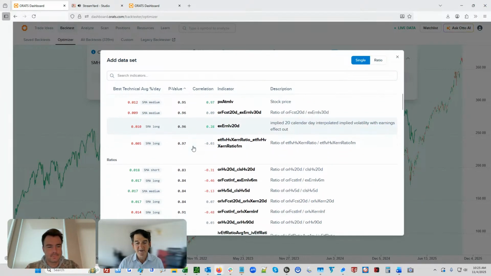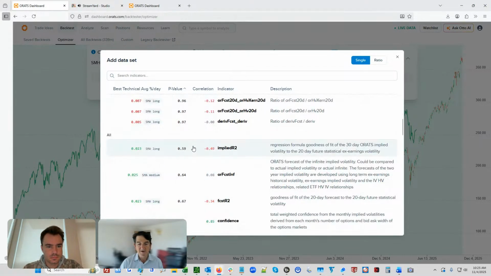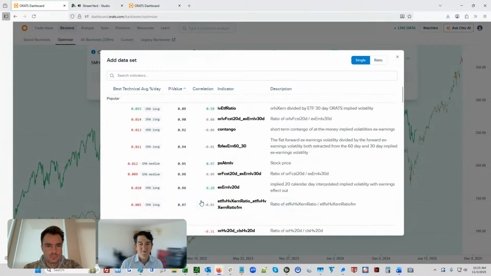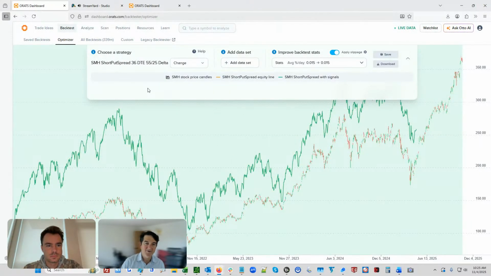Contango, that's interesting that's up there. That's definitely something that we think is one of the more important indicators for this type of trade. But again, I would pass on this because there's not really that much to optimization on a short put spread, just because it's moving just like the stock, and you're not going to find a lot of indicators that predict stock price movement.